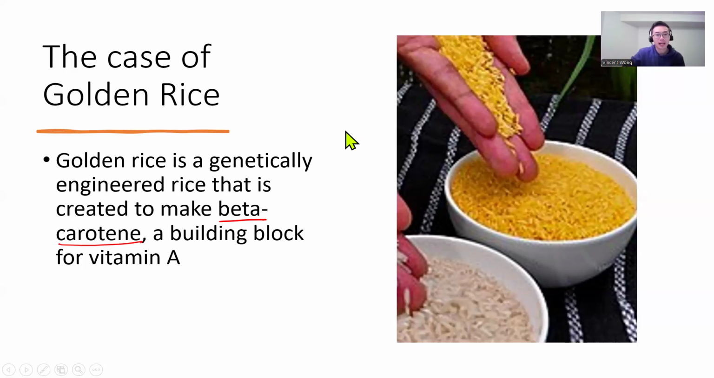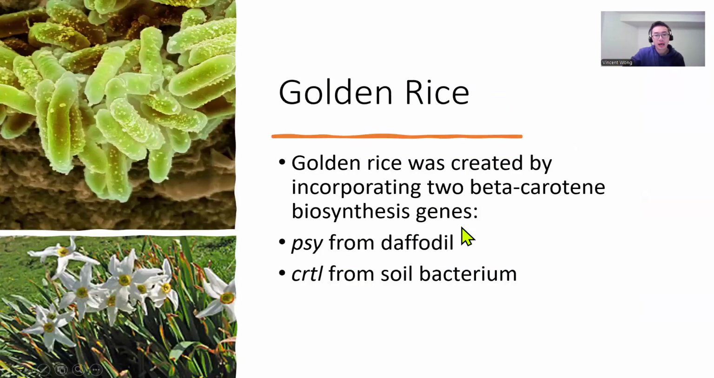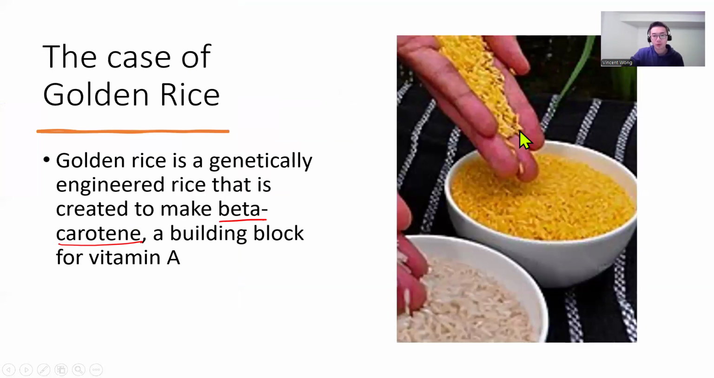To make golden rice, they took a gene from daffodils, which are these flowers right here. The gene is called Psy. When they write the names of a gene, they use italics to show you. So there's a Psy gene from daffodils, and then there is another gene called CRTL from a kind of bacteria that lives in the soil. And they put these two genes into the genome of the rice, and that allows the rice to produce beta carotene. So now we have the golden rice rich in beta carotene.